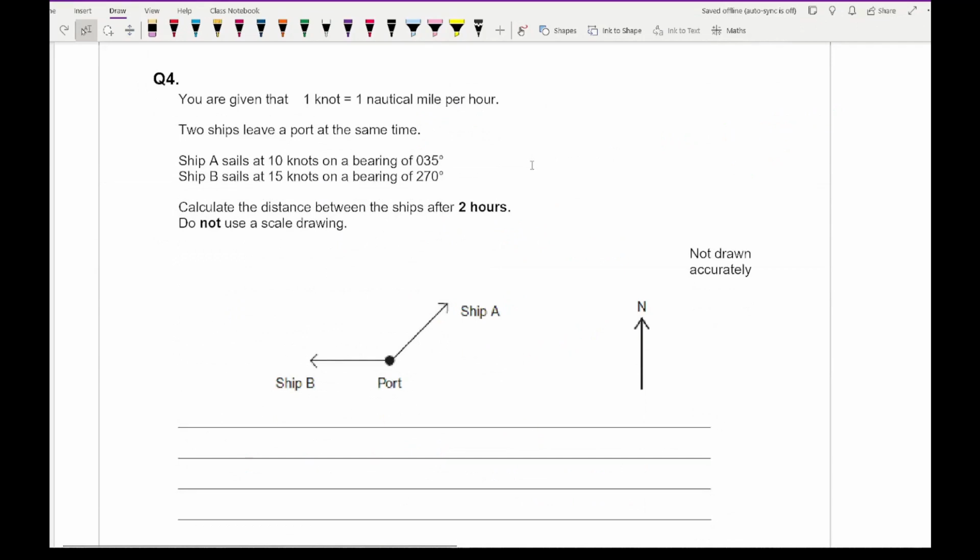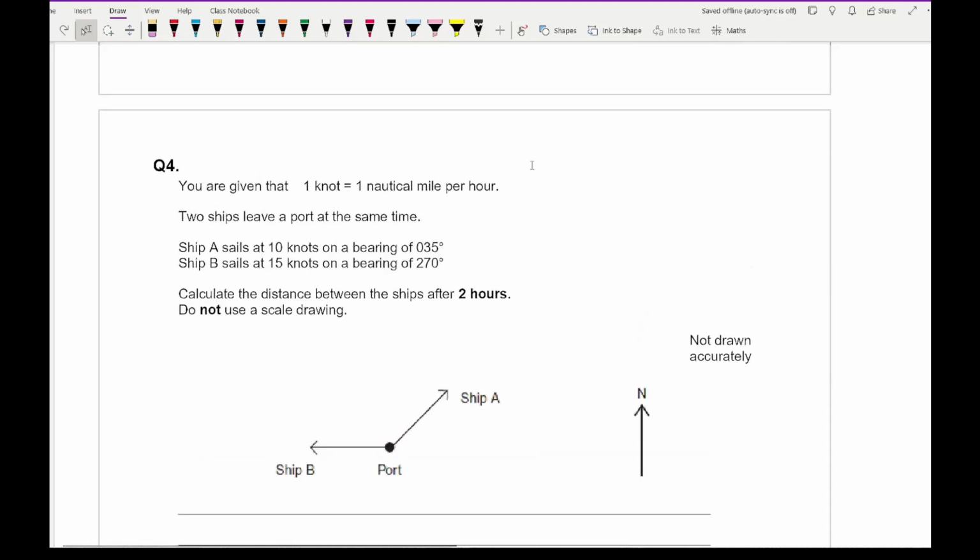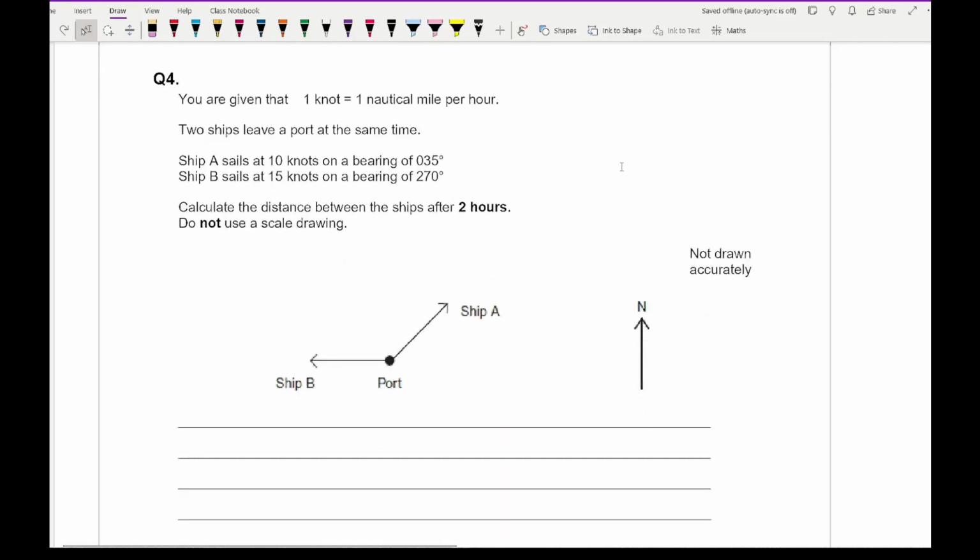Moving on to question 4, it says you are given that 1 knot equals 1 nautical mile per hour. 2 ships leave a port at the same time. Ship A sails at 10 knots on a bearing of 035 and ship B sails at 15 knots on a bearing of 270. It says calculate the distance between the two ships after 2 hours.